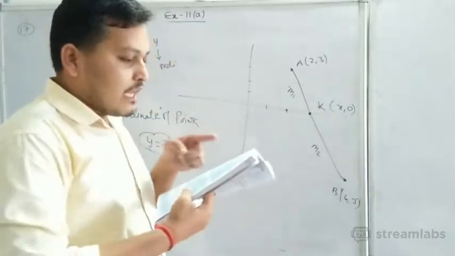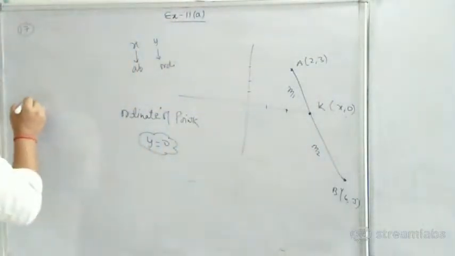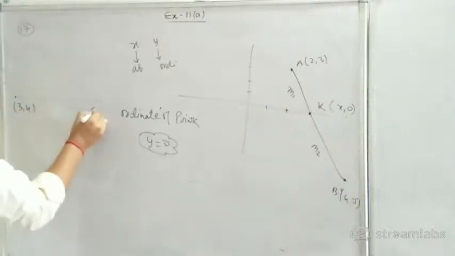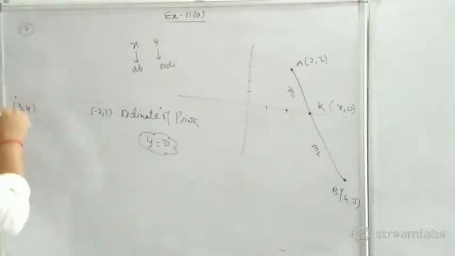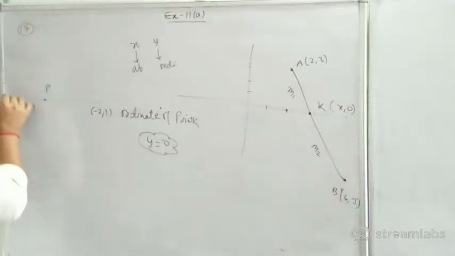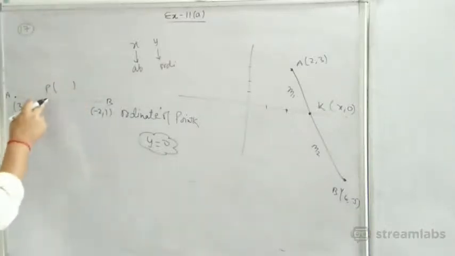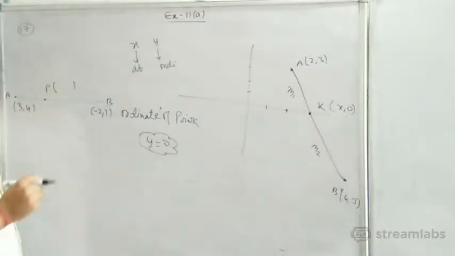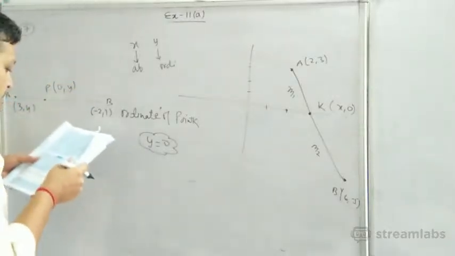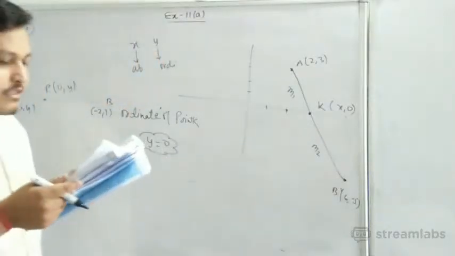Now the points are changed. (3, 4) and (-2, 1) are divided by the y-axis. Suppose I draw the figure like this. This is (3, 4) and the second is (-2, 1), divided by the y-axis. Suppose this point is P, and these are A and B. What is the coordinate of this point? Because the point P lies on the y-axis, x will be 0 and y can have any value. So (0, y) is our point.